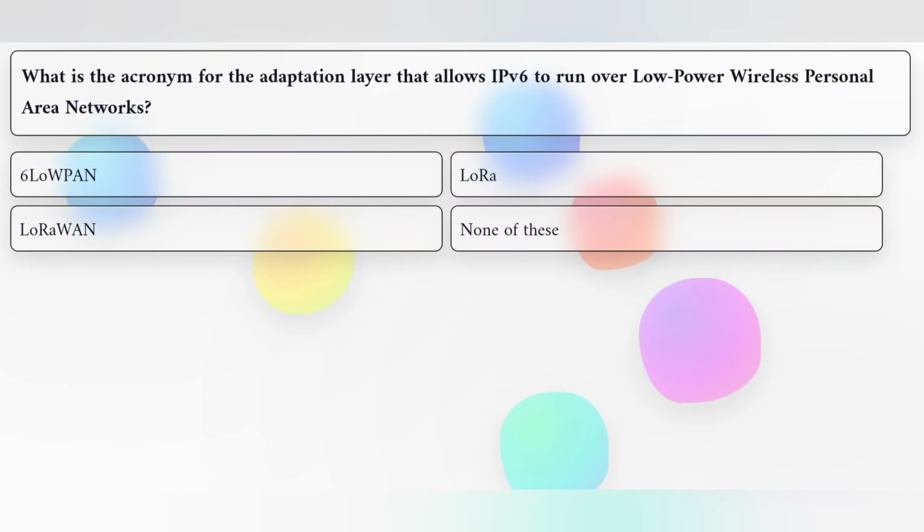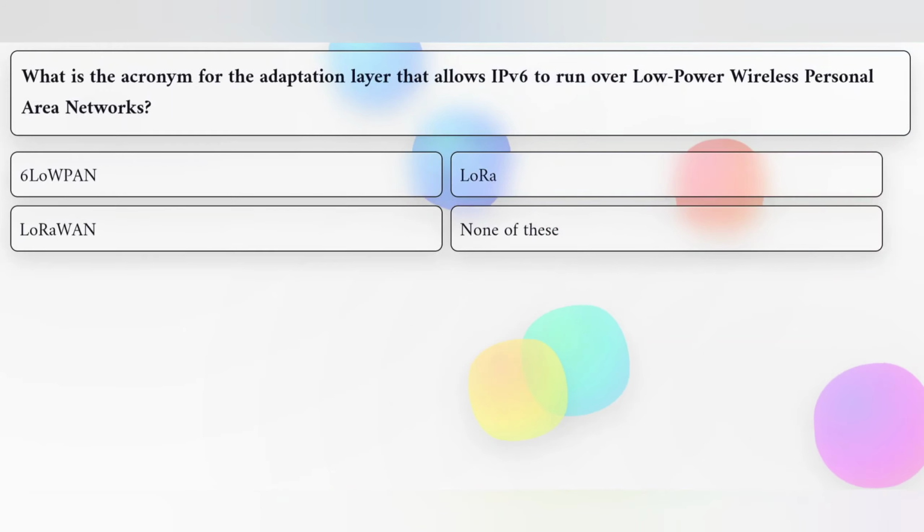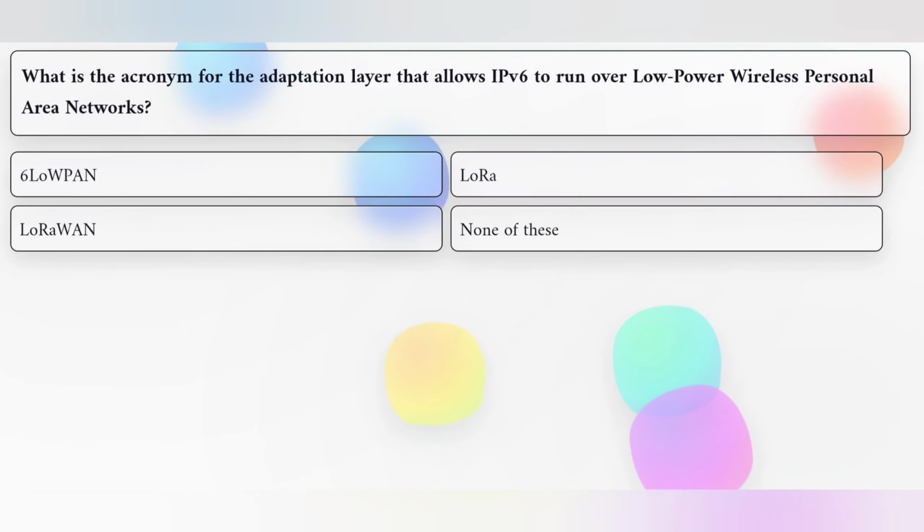What is the acronym for the adaptation layer that allows IPv6 to run over low-power wireless personal area networks? 6LoWPAN, LoRa, LoRaWAN, none of these.